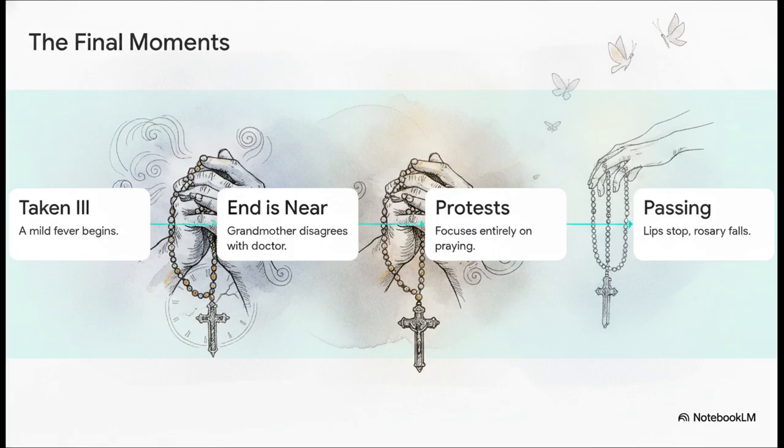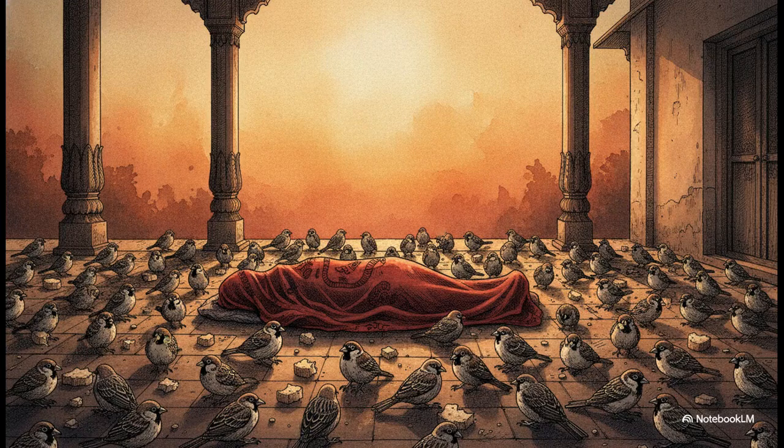And then, suddenly, before anyone could even suspect a thing, her lips stopped moving. The rosary fell from her fingers, and this peaceful pallor spread over her face. She was gone. The family laid her on the ground, covering her in a red shroud. When they came back in the evening with a stretcher to take her for cremation, the setting sun had lit up her room with a blaze of golden light. But there was something else. All over the veranda, right up to where she lay, thousands of sparrows sat scattered on the floor.